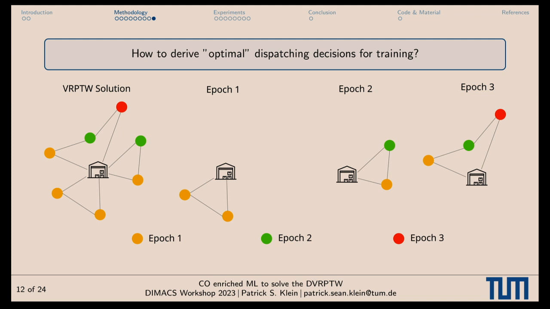The reveal times here correspond to the release times of the VRPTW. This then yields a set of routes where we can potentially have several requests from different epochs occurring in the same route. We can then derive the optimal dispatching decision by simply dispatching routes as soon as possible. That is, if a route has a request of the second epoch, for instance, then we only dispatch it in the second epoch and so on.